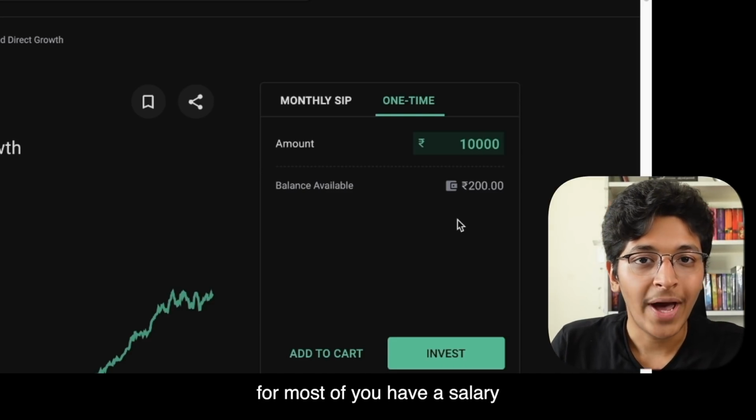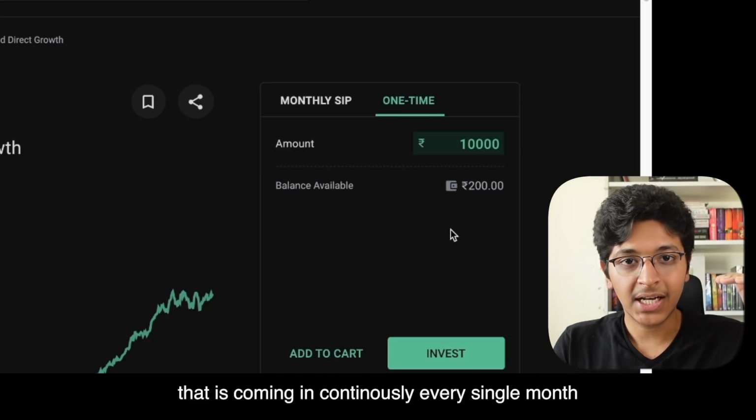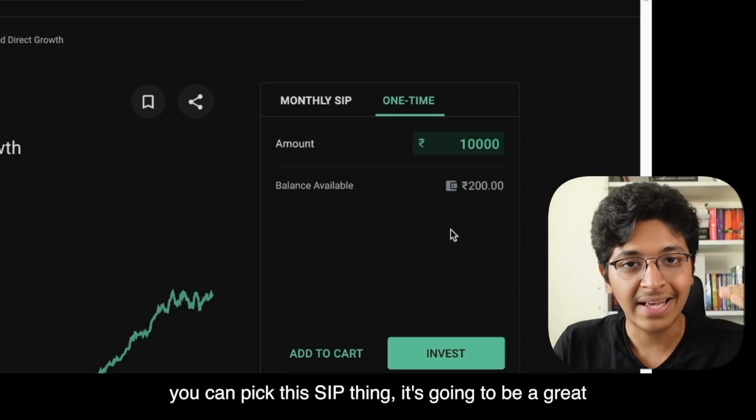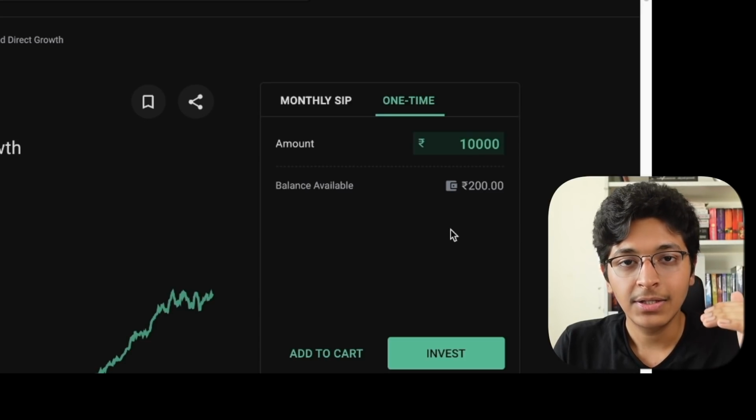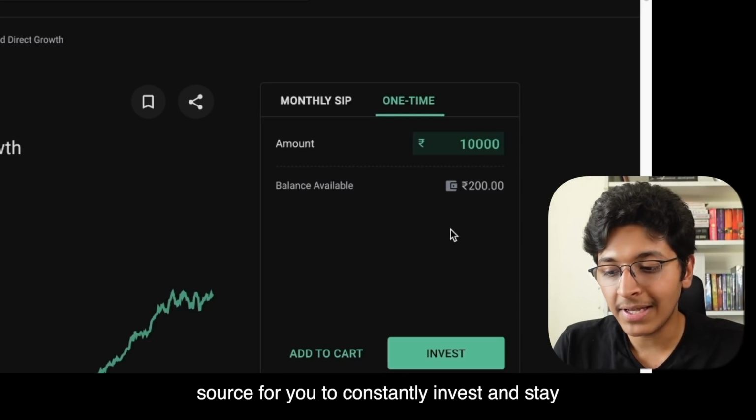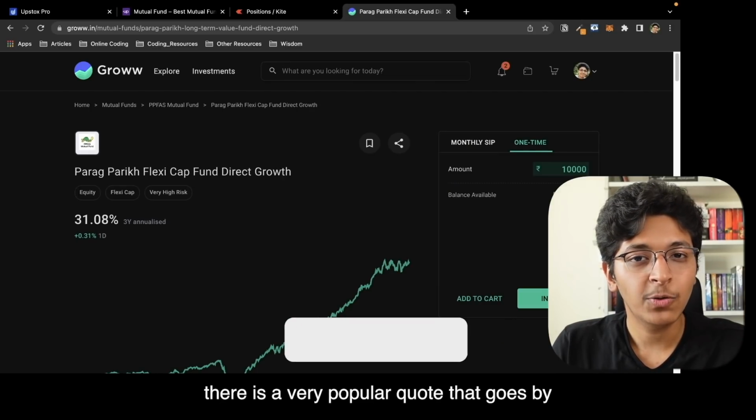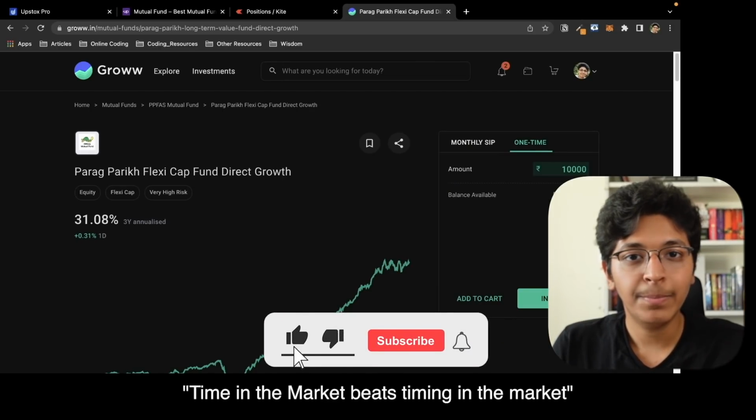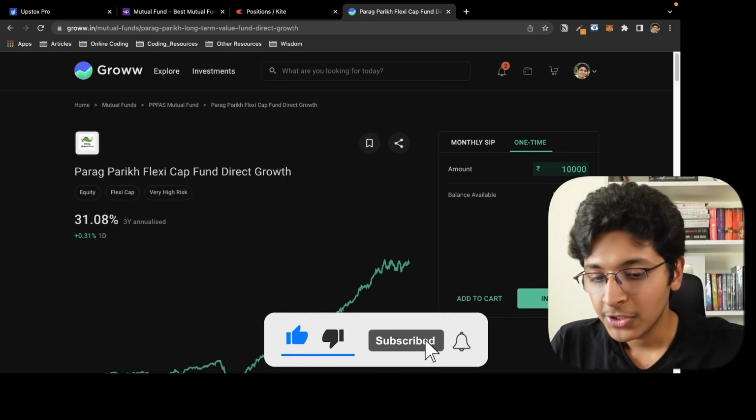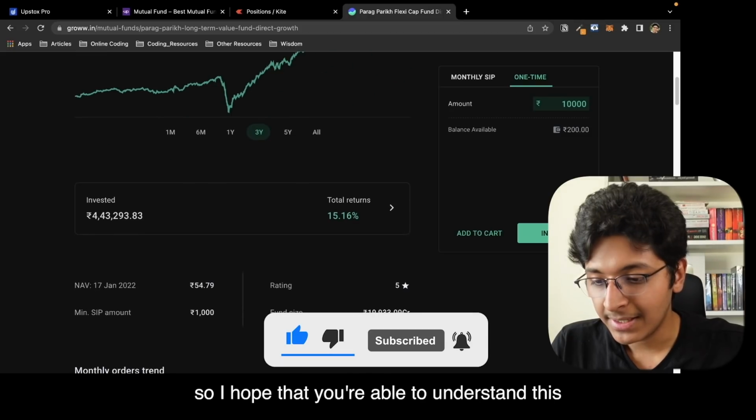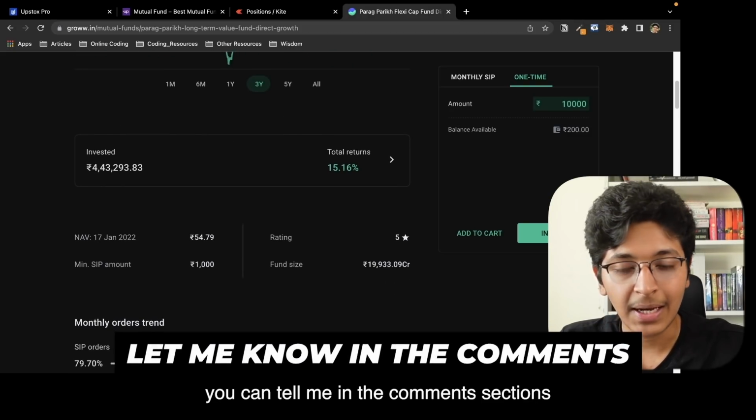For most of you who have a salary that is coming in continuously every single month, you can pick this SIP option. It's going to be a great way for you to constantly invest and stay in the market for the long term. There is a very popular quote that goes: time in the market beats timing in the market. So I hope that you're able to understand this. If you have any questions, you can tell me in the comment section.